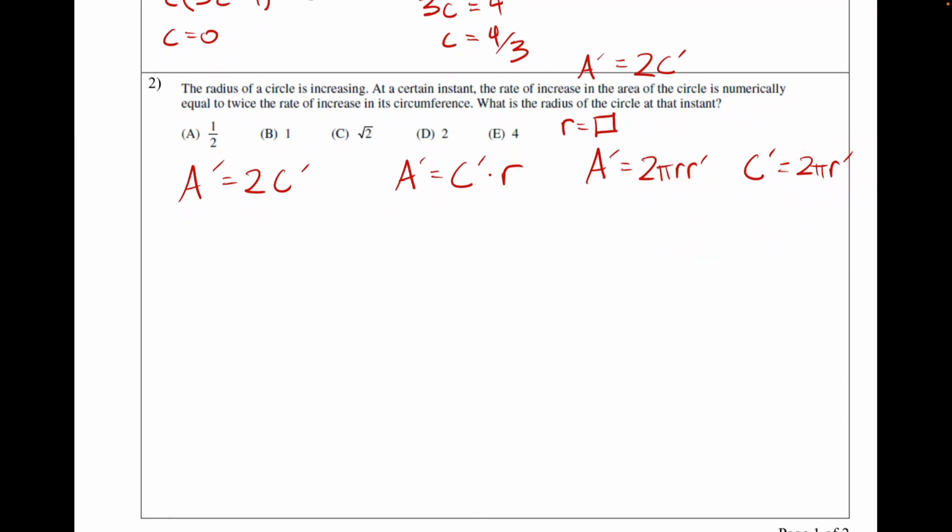So knowing that, we can just plug c prime r in for this A prime, and I'm going to get now this c prime r, and that's equal to 2c prime. If I divide both sides by c prime, gone, gone, and r is equal to 2. Correct answer D. Yeah, I guess that works.